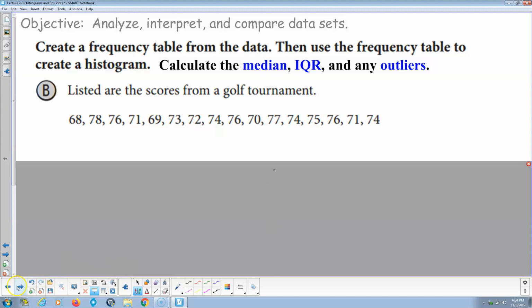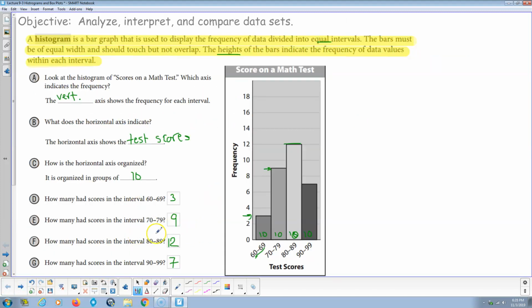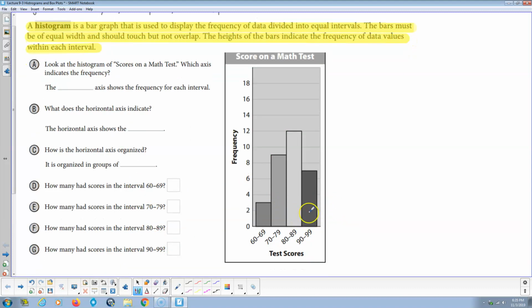So, let me go back here. For the histogram, let's clean all this stuff up. How are you going to do the median? Well, here's how I'm going to do the median. There's three values here. Looks like 9 there. Looks like 12 here. And then there's going to be 7 here. So 3 and 7 is 10. Plus 12 is 22. Plus 9 is 31.